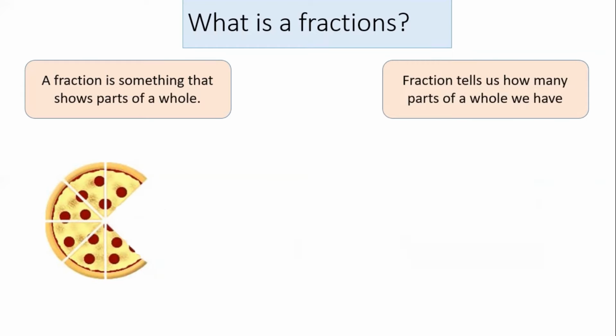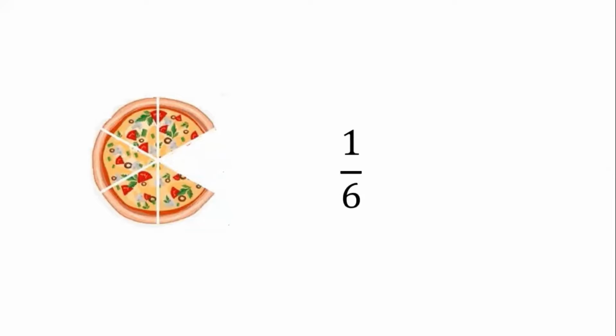Let's see what if we take 2 slices. It means the numerator is 2 and the denominator is 8. For example, we have another pizza here, and we divide the pizza into 6 slices. What if we take one slice of pizza? It must be 1/6. Okay, very good.